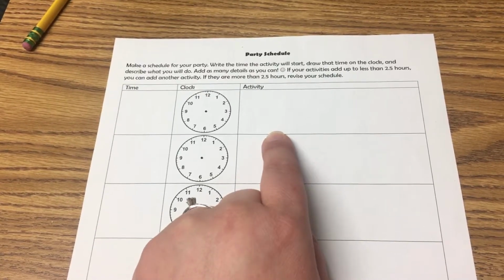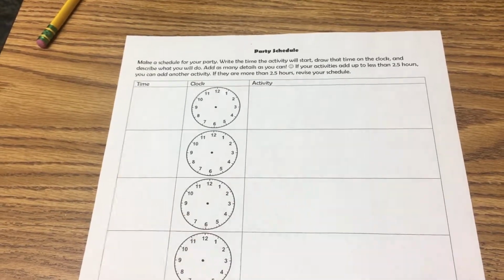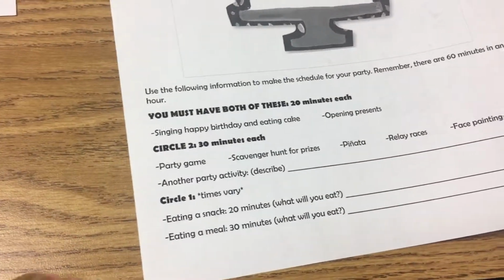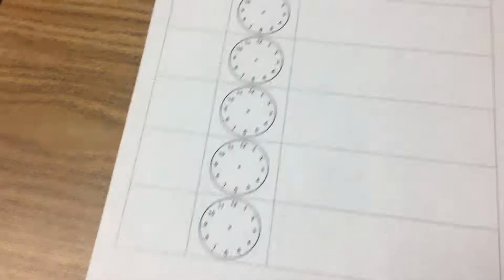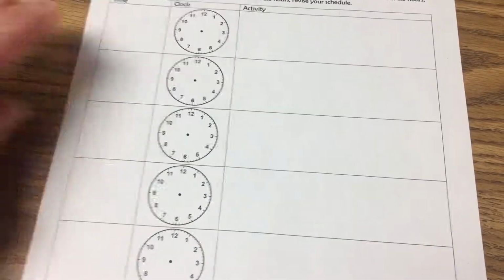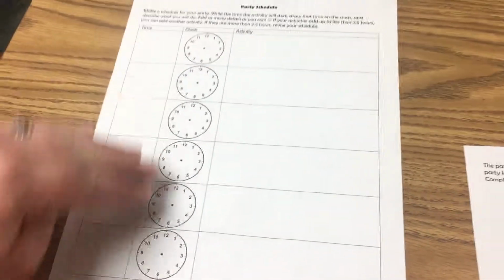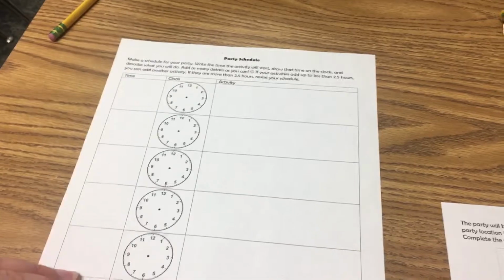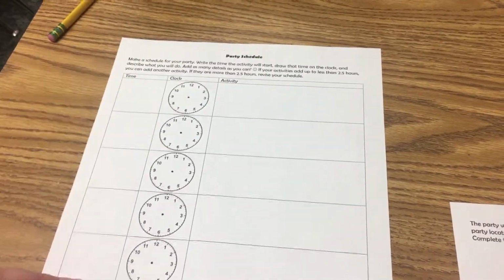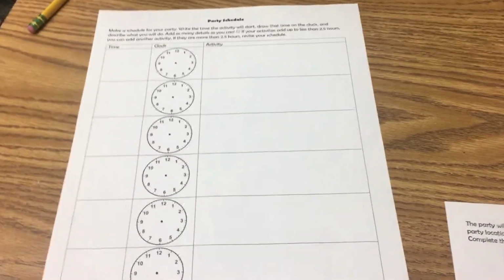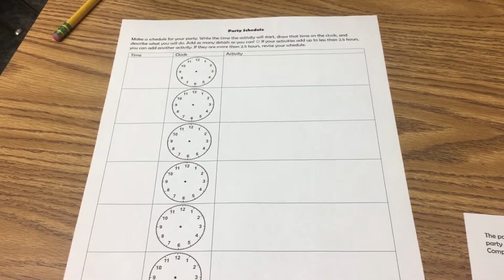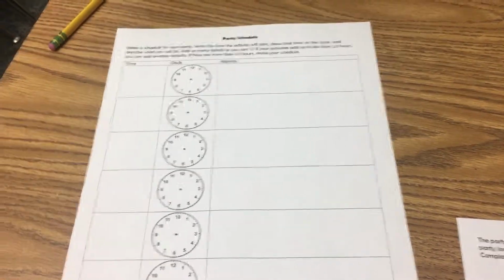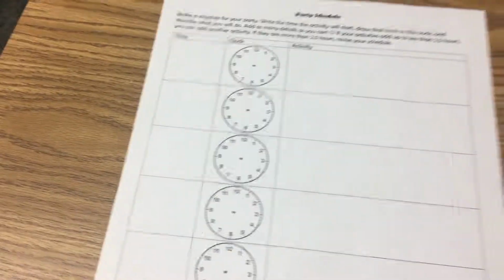If your activities add up to less than 2.5 hours, which depending on what things you choose from this list it might be, then you can choose something else to add into your schedule somewhere. If it is more than 2.5 hours, you need to go back and check how you've counted the time to make sure, and you need to take something away and readjust your schedule based on the things that you have to have. That's the last part of this activity.